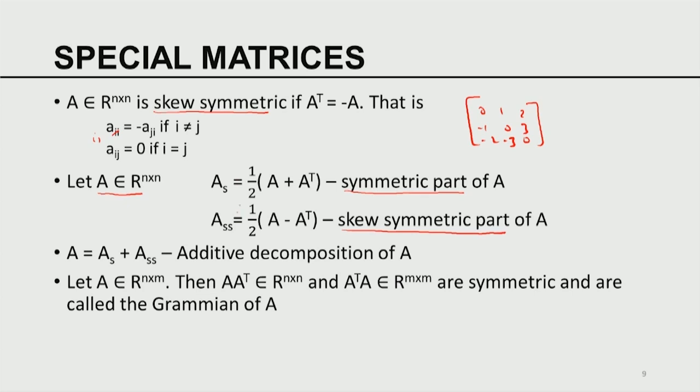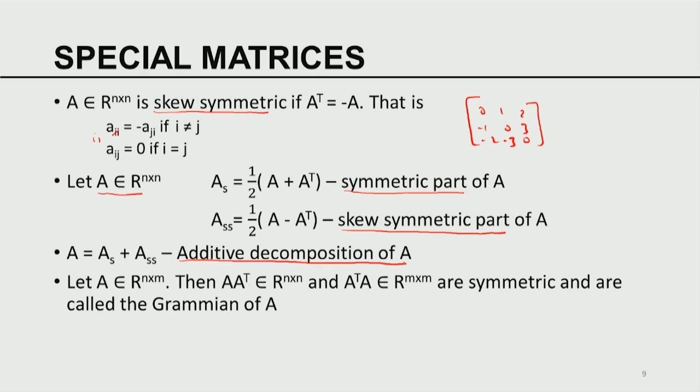Therefore, you can easily verify A is equal to the symmetric part plus the skew symmetric part. This is called the additive decomposition of A. Every general matrix can be expressed as a sum of a symmetric matrix consisting of a symmetric part and a skew symmetric matrix consisting of a skew symmetric part.